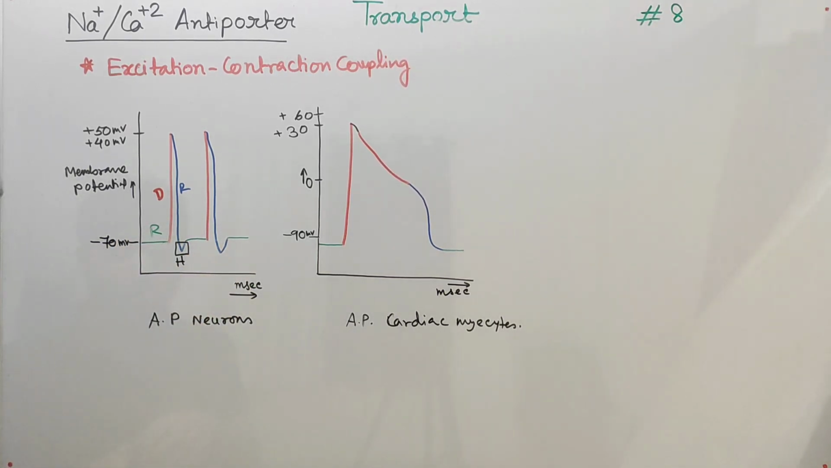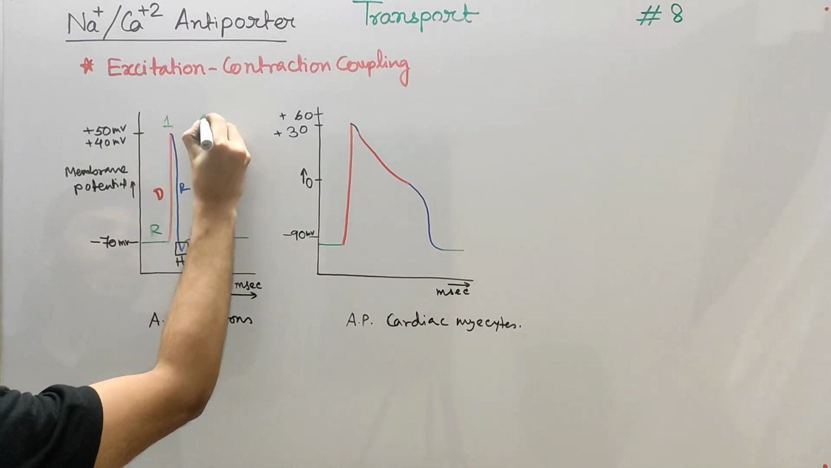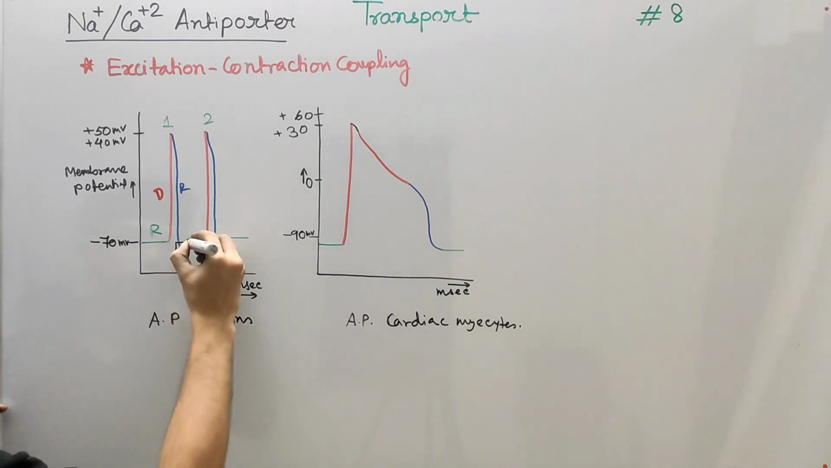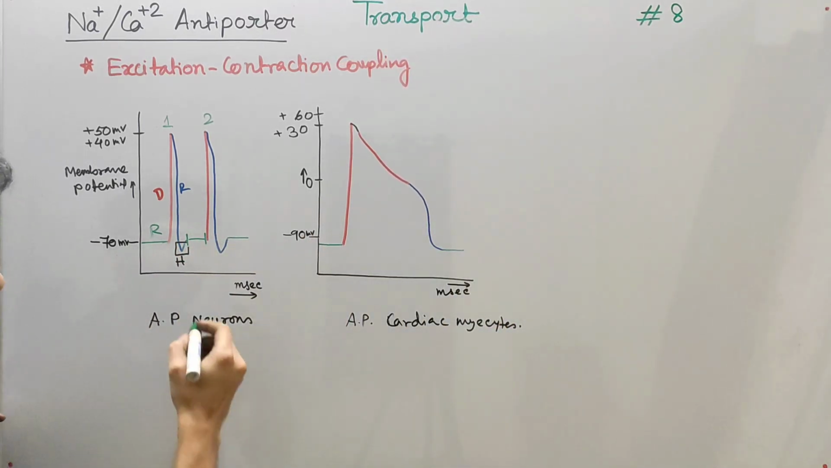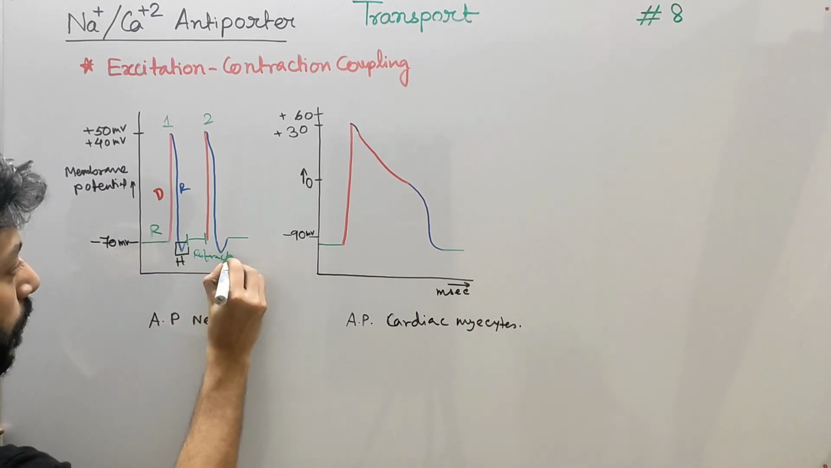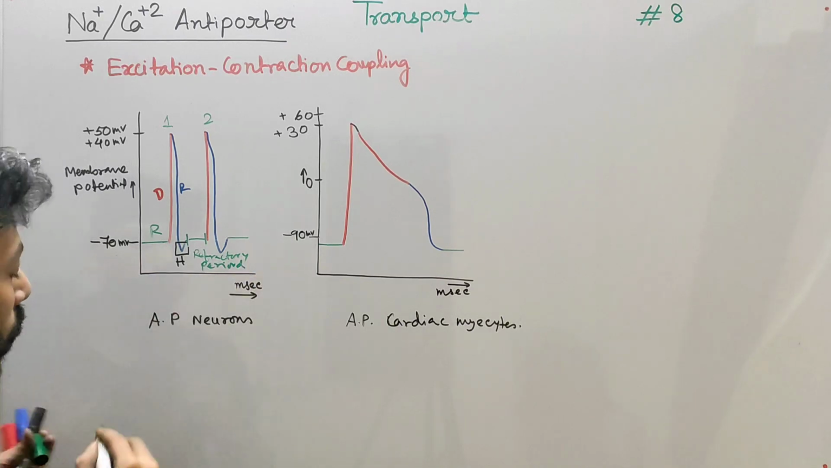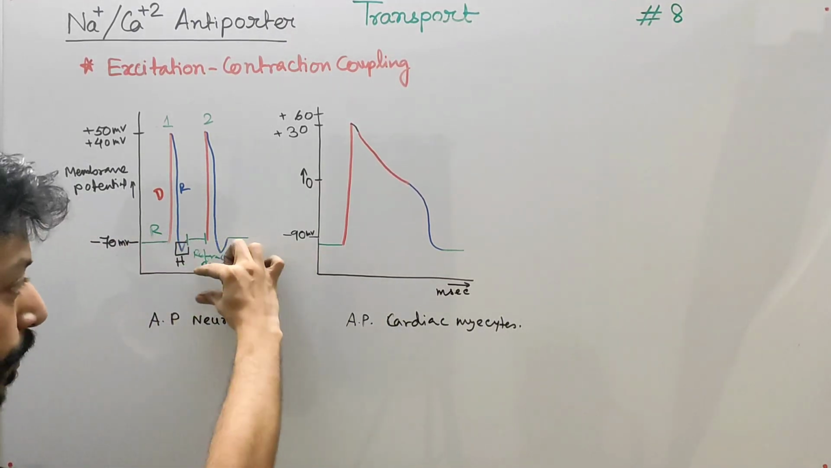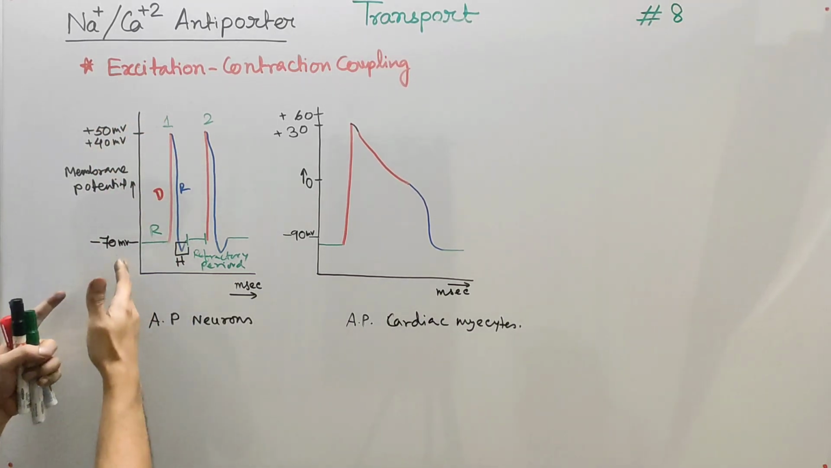As you can see, there is a gap between the first action potential and the second action potential. There is always a period between the first and the consequent action potential. This is called the refractory period. Now the x-axis represents the time in milliseconds, and this axis represents the membrane potential in millivolts.